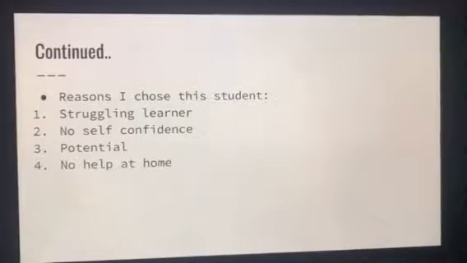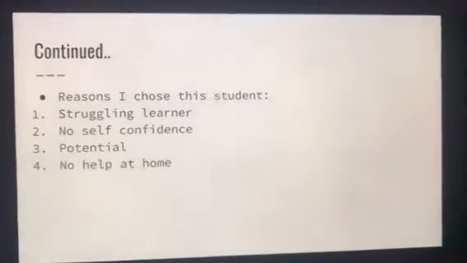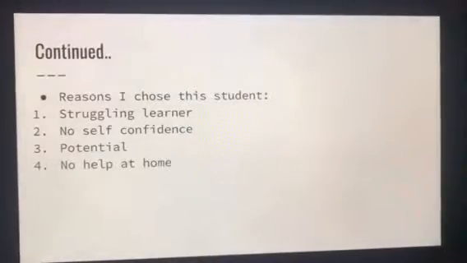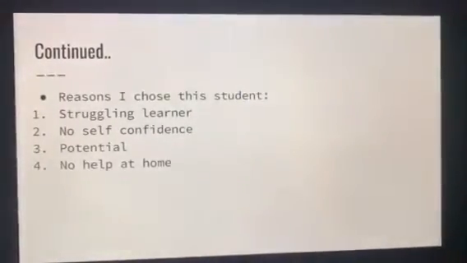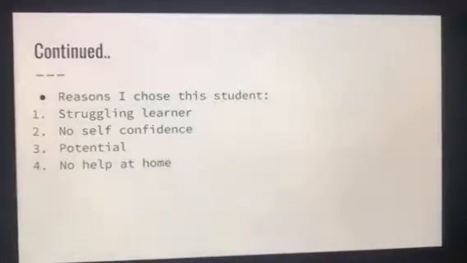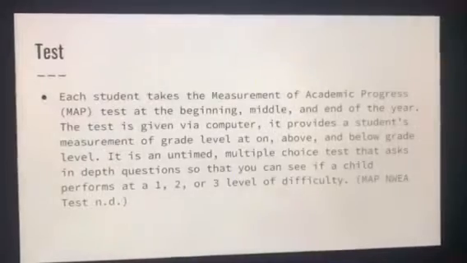The reason I chose this student was, one, because Miss Buck wanted me to work with her, and again, I noticed she was a struggling learner. She had no self-confidence. Miss Buck has caught her multiple times cheating off of other students because I think she feels like she doesn't know it, or she doesn't even really want to try, maybe. But I saw potential in her, and I know she doesn't get any help from home, so it was really good for her to be able to work with me for 20 minutes. I think it really helped her.